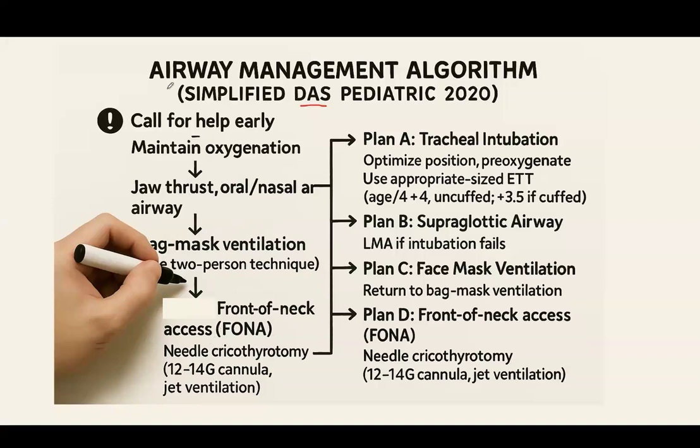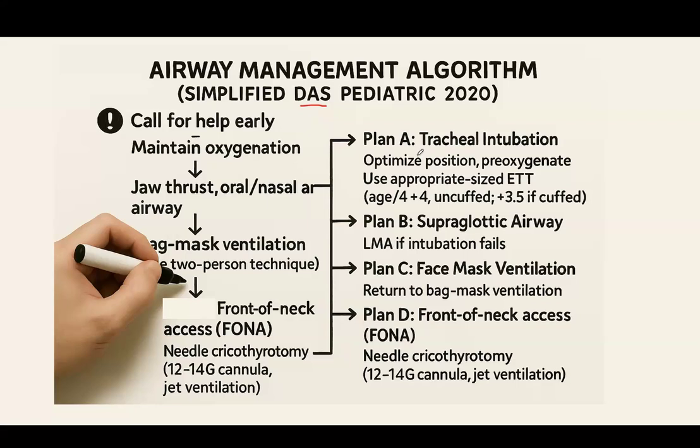This is not the algorithm, this is the advice, okay? But the algorithm goes with plan A, tracheal intubation. So always optimize position, pre-oxygenate, use an appropriate endotracheal tube size, and the size is age divided by 4 plus 4 for uncuffed, plus 3 or 3.5 if cuffed. Plan B, always use supraglottic airways, for example, LMA or intubating LMA. If that fails, your objective is to maintain oxygenation, okay?